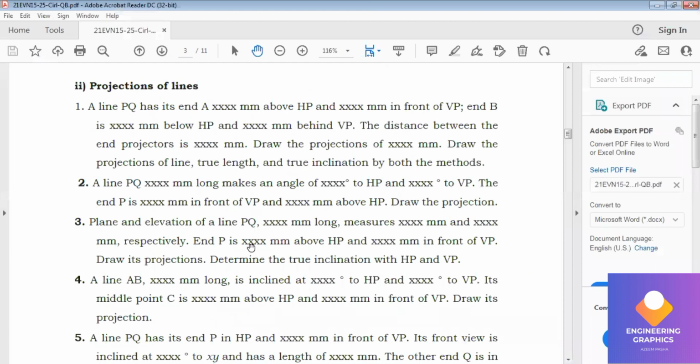Now we move on to problem number 3. The plane and elevation of line PQ dash mm long measure dash and dash respectively. That is, first they have given the PQ line, which is nothing but the true length, and then measures means it is nothing but the upper end length, the top view and front view we should consider. Next, the end P distance is given above HP and in front of VP. Determine its projections and the true inclinations with HP and VP. In this problem we should consider both true length and the upper end lengths. By taking those we should construct the problem here.